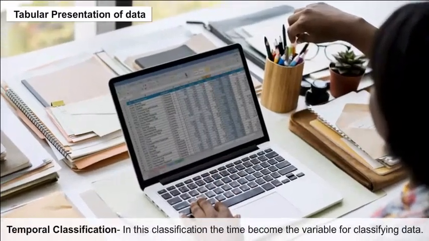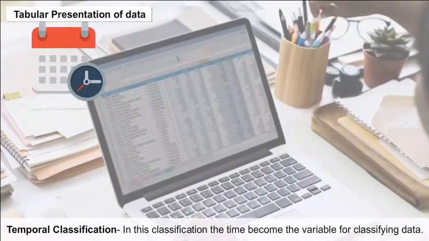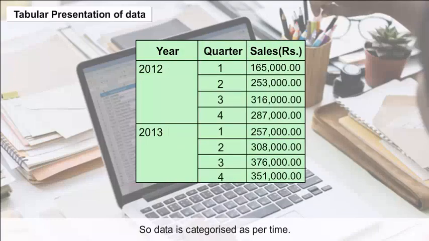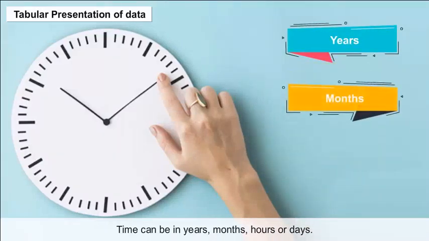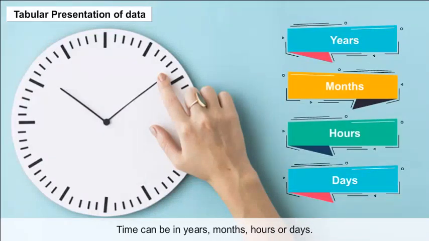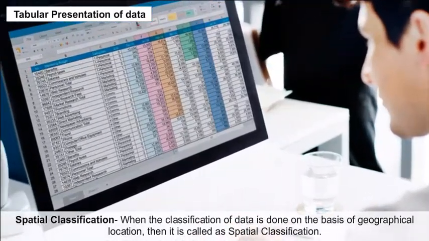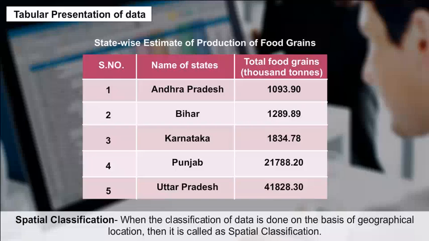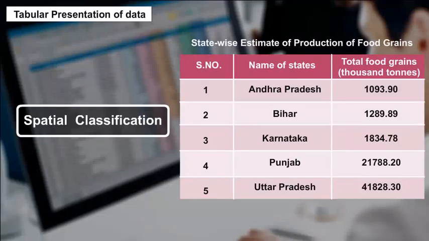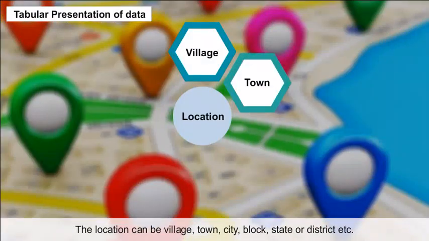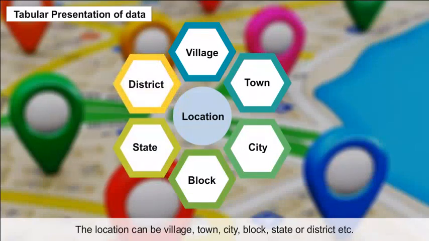Temporal classification. In this classification, time becomes the variable for classifying data. So, data is categorized as per time. Time can be in years, months, hours, or days. Spatial classification. When the classification of data is done on the basis of geographical location, then it is called spatial classification. The location can be village, town, city, block, state, or district, etc.